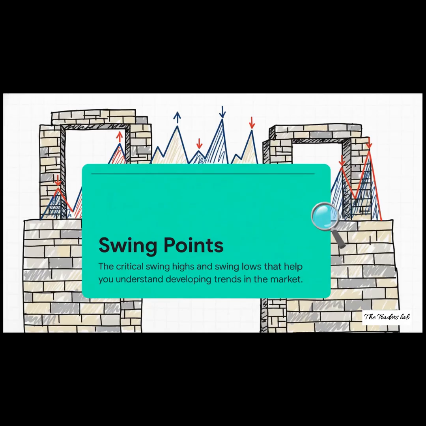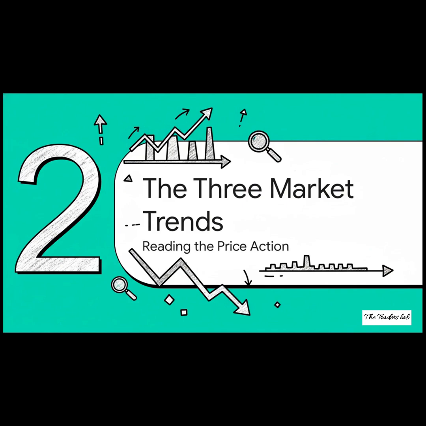Now, to understand that architecture, you've got to be able to see the individual bricks. And in trading, those bricks are called swing points. These are just the obvious peaks and valleys you see on a chart, the swing highs and swing lows. Everything else we're going to talk about is built on these. Okay, so once you can spot those swing points, you can start connecting the dots. And when you do, you'll see one of three market trends emerge. This is where we really start to read the map.